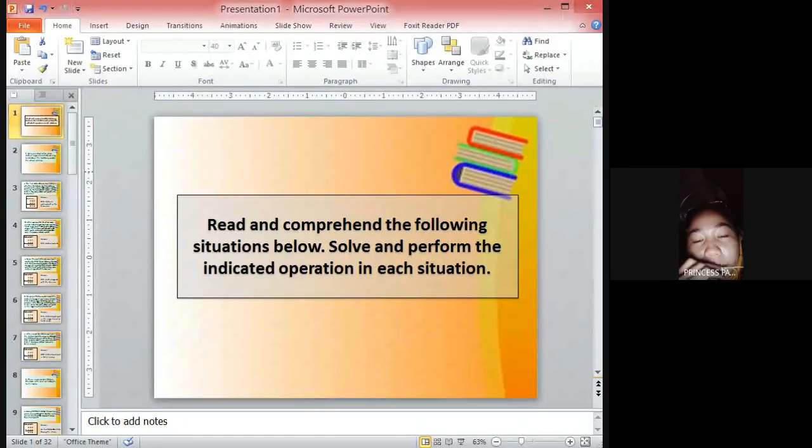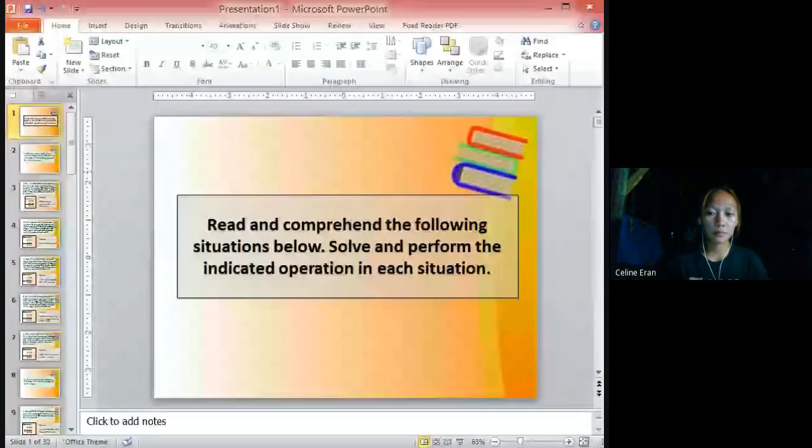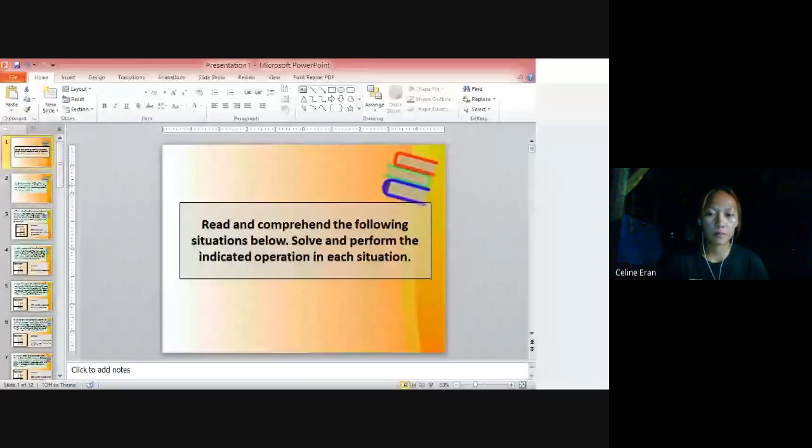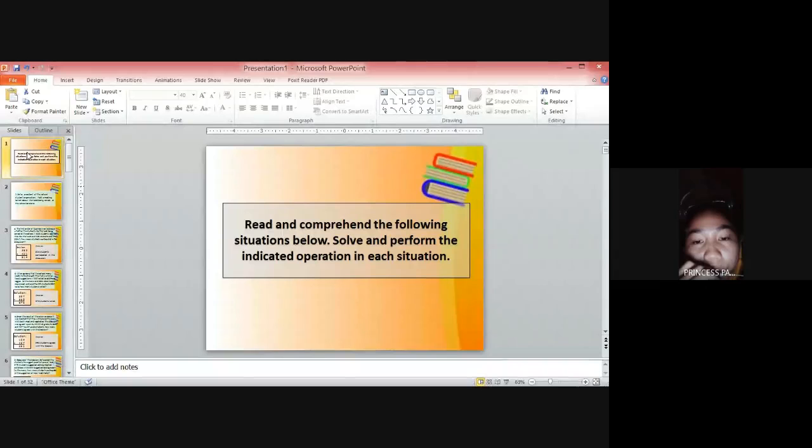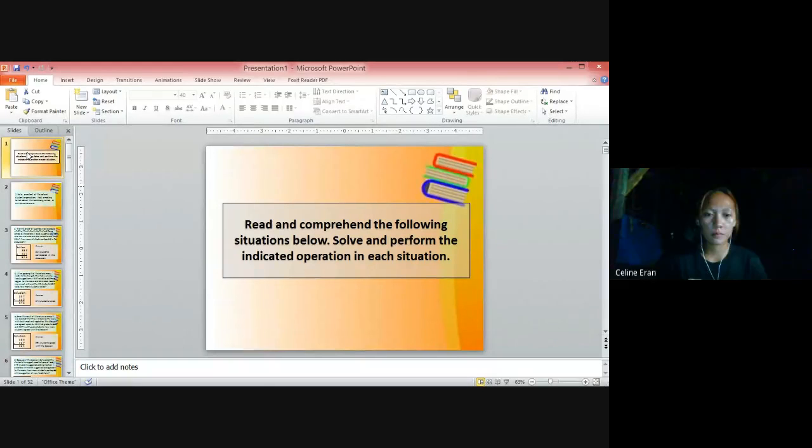We are Group X and we present. Read and comprehend the following situations below. Solve and perform the indicated operation.